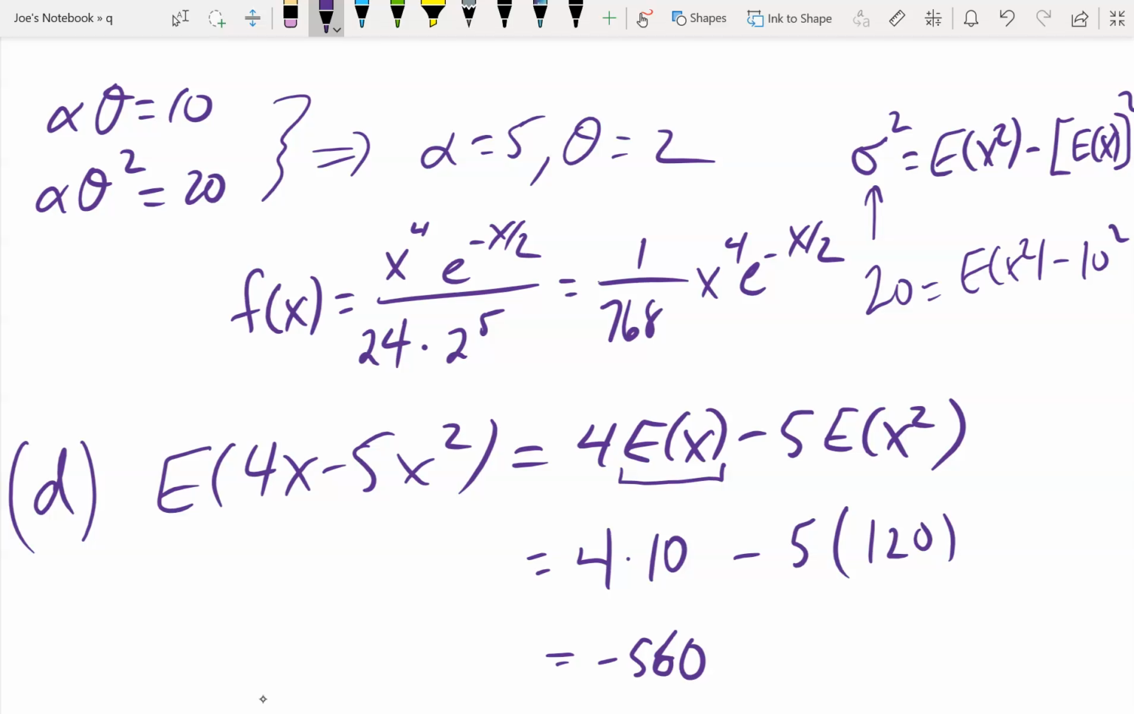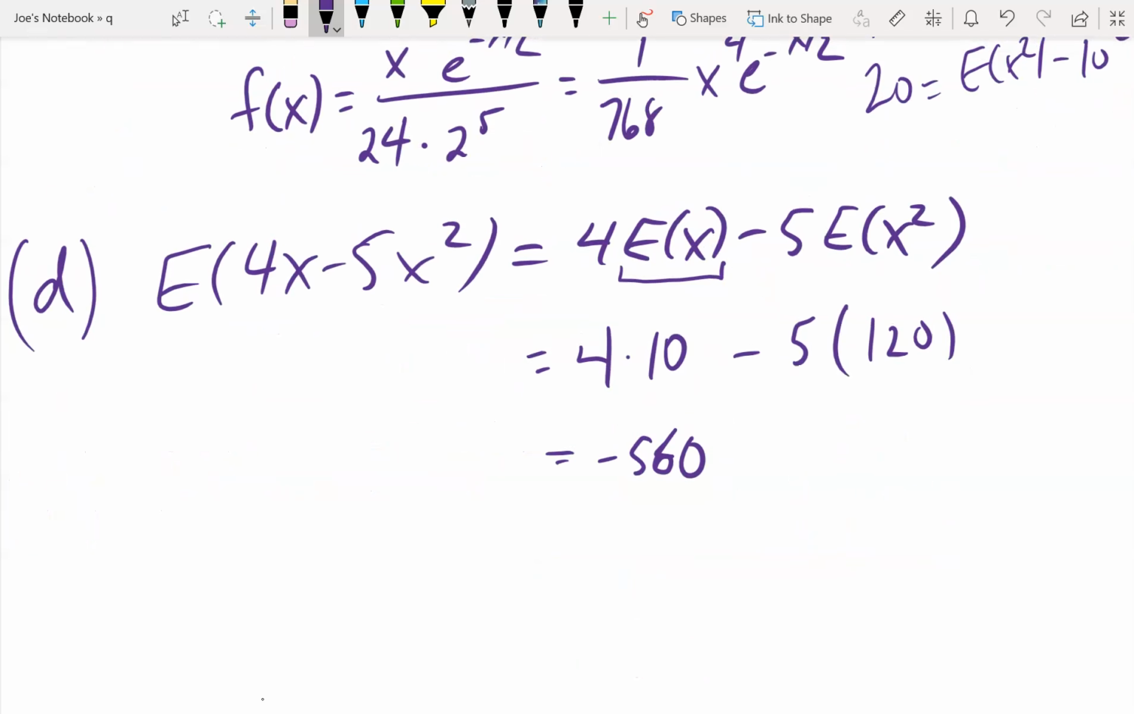Are we okay with that? Just using the different properties for the gamma distribution? Okay. All right, let's look at C. Let's see why I want to show you a little bit on Excel rather than doing this by hand. C asks for the probability that x is less than 6.